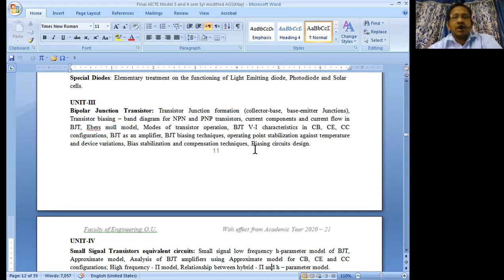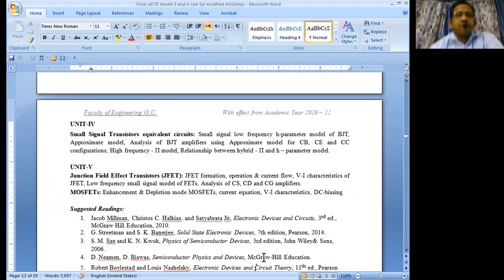We discussed biasing circuit design and various biasing techniques. Next we discussed the stabilization of the transistor circuit to operate in various modes. Then we discussed small signal transistor equivalent circuits, like the small signal low frequency H parameter model of the BJT, the approximate model, and analysis of BJT amplifiers using the approximate model for CB, CE and CC configurations. Some part of the high frequency pi model we also discussed in the ED subject.